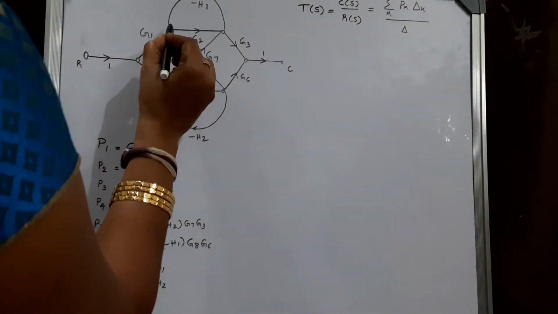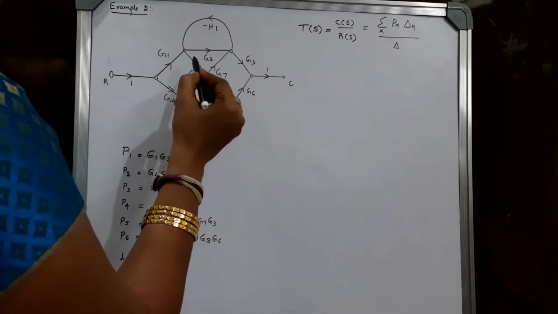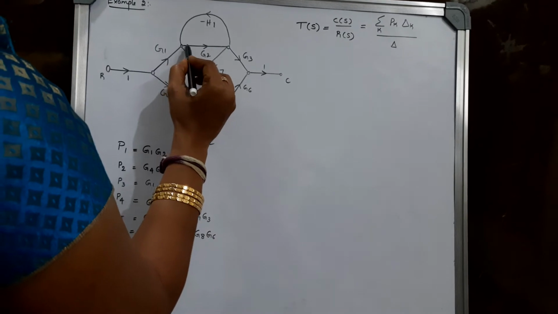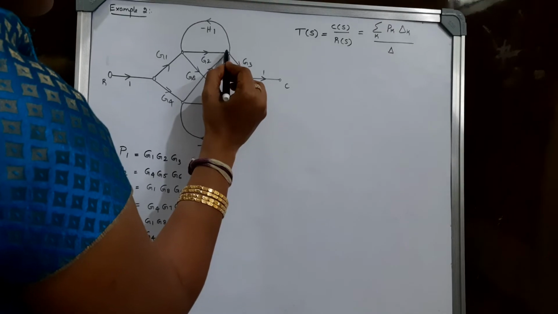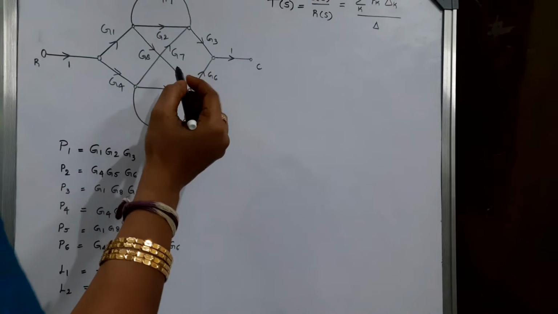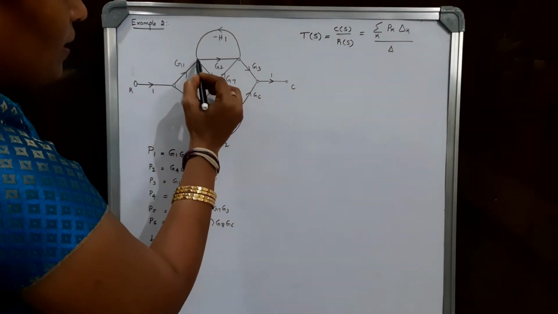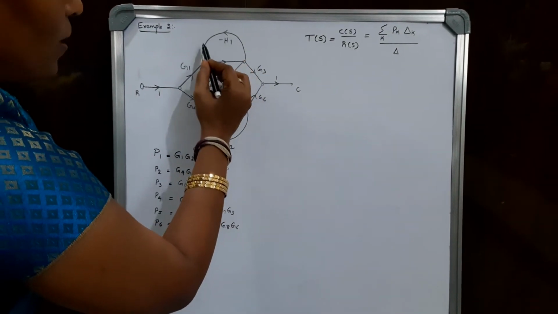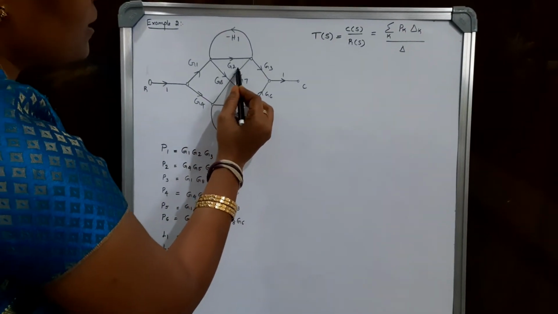Then any other loops we need to find out. Carefully you have to observe here. Consider this line which is forming one more loop you can see here, that is minus H1 G8 minus H2 G7.